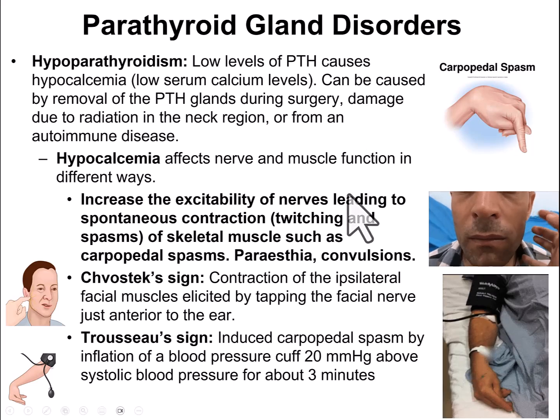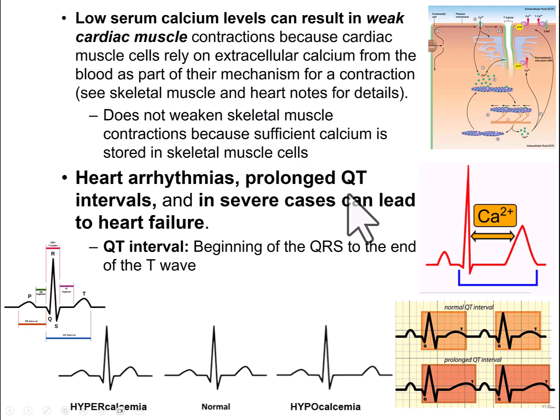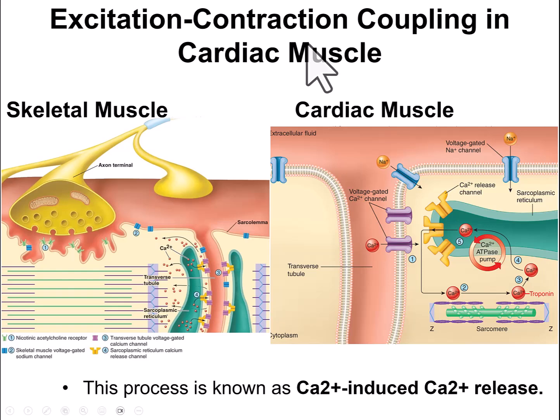Hypocalcemia can result in weak cardiac muscle contraction because the cardiac muscles rely on extracellular calcium as part of their mechanism for contraction. Now remember we talked about cardiac muscle. We have what was called calcium-induced calcium release. When that action potential comes down the sarcolemma of a cardiac muscle cell and down the T-tubules, it's stimulating the voltage-gated calcium channels to open. Calcium is going to come through and stimulate the release of calcium from the sarcoplasmic reticulum. Together with the calcium from the sarcoplasmic reticulum, this calcium from the extracellular fluid participates in muscle contraction.